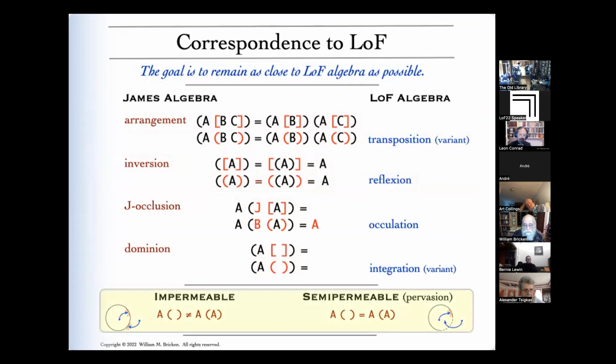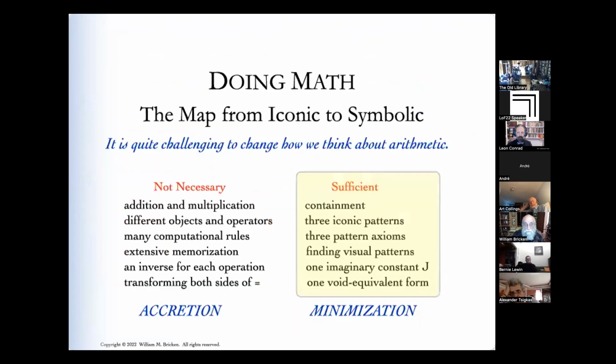But the main difference between laws of form and James algebra is that James forms are impermeable. They can't cross over distinctions. That's how they accumulate. The distinctions in laws of form are semi-permeable. Forms can cross over from the outside to the inside. And so Spencer Brown carefully defines distinction as crossing from the inside to the outside. Semi-permeability is the rule of pervasion. Spencer Brown calls it generation. And it's what makes laws of form act like logic.